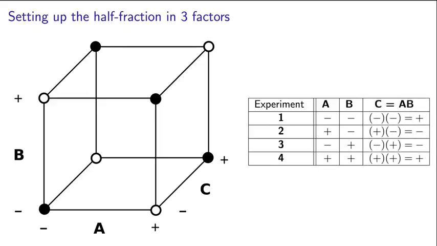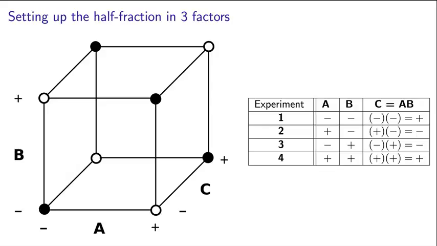We write it out as C equals A times B. In fact, we say generate factor C as A times B. So there we have that factor C is equal to plus, minus, minus, plus for the 4 experiments, the multiplication of the values in column A and column B.